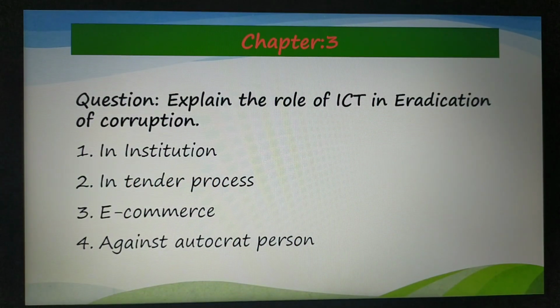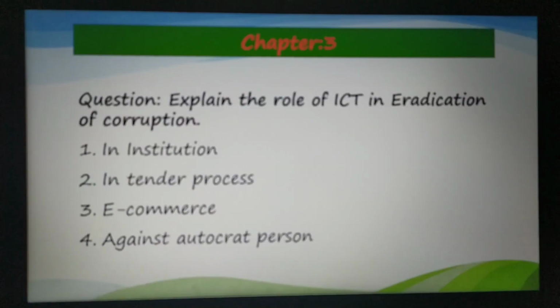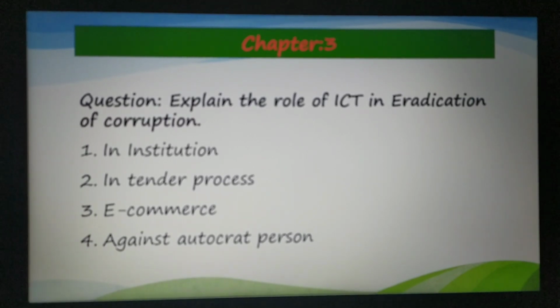Our question is, explain the role of ICT in eradication of corruption. So in that case also, go to the book, lesson number 20. Lesson 20 of chapter 3. Okay, so check your book, lesson 20, chapter 3. And my dear students, book page numbers 45, 46. Okay, so check it out. Page numbers 45, 46. So over there, as I told earlier, there are only paras. There are 4 paras. You will find in the book, on page numbers 45, 46, 4 paras.